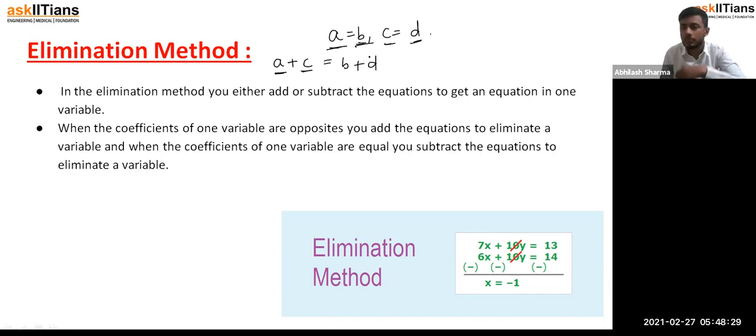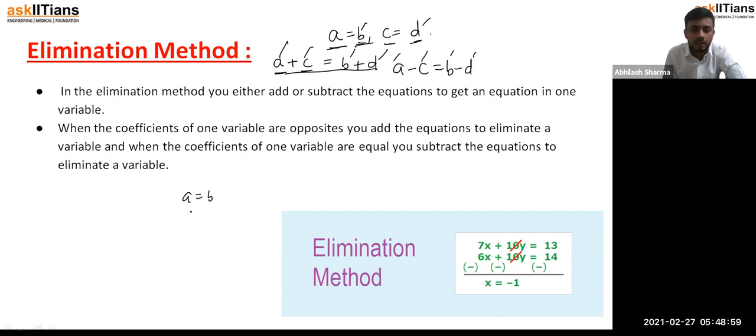So it looks like the equations have been added, or we can say that LHS and RHS of both the equations have been added. But it is justified because A has simply been replaced by B, C has simply been replaced by D. Similarly, you can subtract also: A minus C would be equal to B minus D, because I have replaced A by B because they are equal, and C by D. But in effect, it looks like we have subtracted the equations, because LHS and RHS have been subtracted. If I subtract these two equations, I will get A minus C and B minus D. So even on subtracting, we obtain the same thing, which is true.